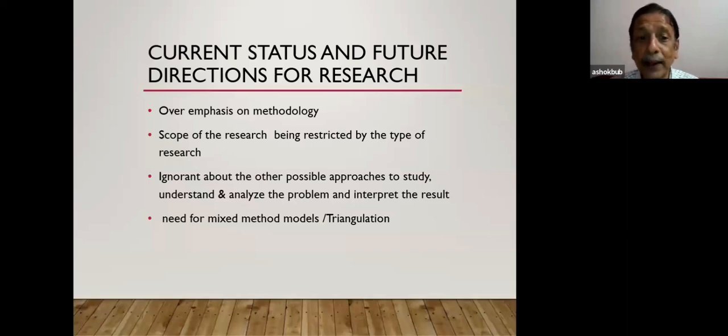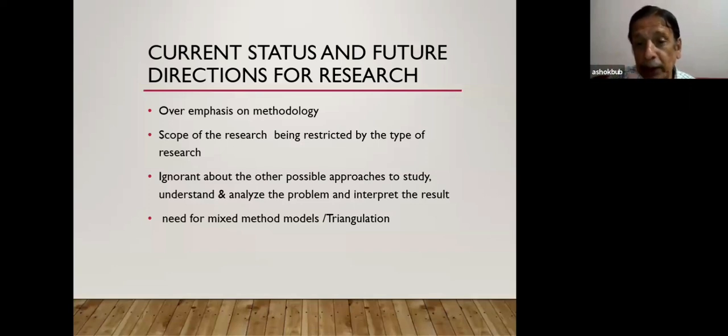So that's where the overemphasis on methodology is a factor that needs to be keyed down, and how to handle that becomes an important factor. The second one: the scope of the research being restricted by the type of the research. Now, when you take a research, for example, if your primary idea is to find out the relationship between, let us say, the variables of your study, the scope of your study is restricted only to finding out the relationship.